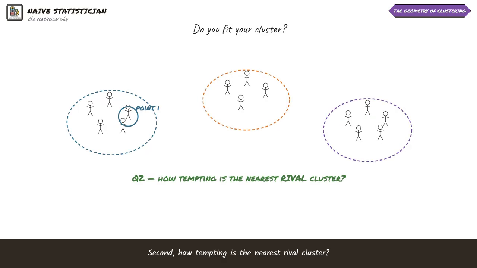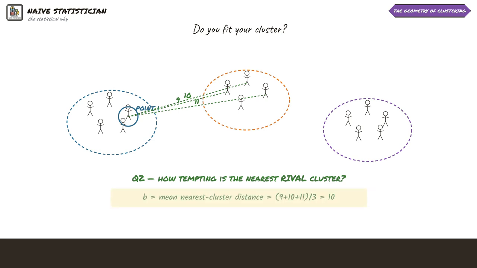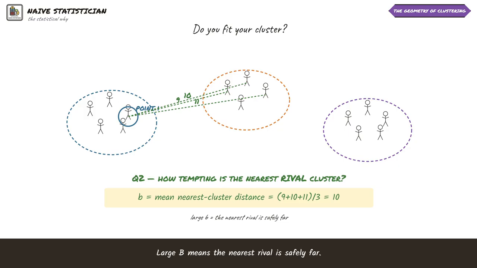Second, how tempting is the nearest rival cluster? Average the distance from point i to all the members of the closest other cluster and call it b, the mean nearest cluster distance. If those gaps are 9, 10, and 11, then b is 10. Large b means the nearest rival is safely far.